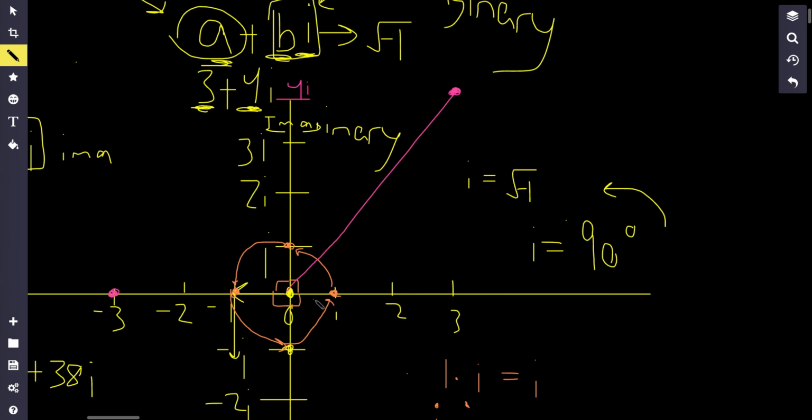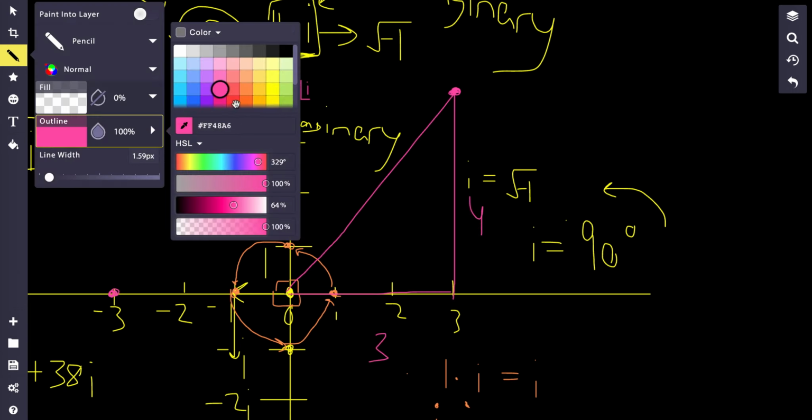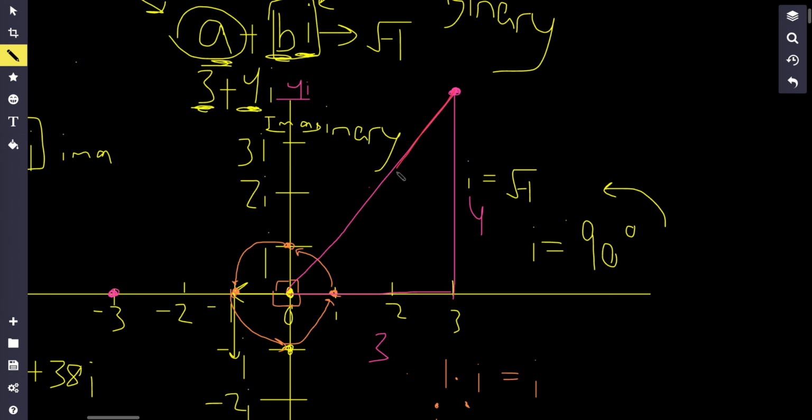And notice how this right over here forms a right triangle. This length right over here is 3. This length right over here is 4. So you can think about the absolute value of a complex number as just trying to find the length of the hypotenuse of this right triangle, right? Because we went to 3 and then we went straight up. So this is going to be perpendicular to the x-axis, right?